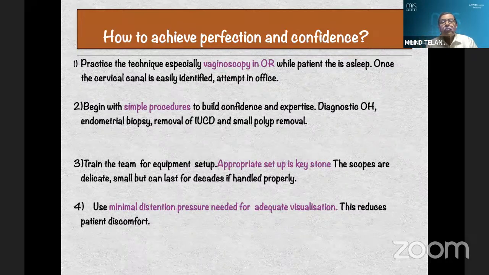They should know everything about office hysteroscopy, the setup. They're extremely important. Do proper counseling of the patient and use the minimal distension pressure needed for adequate visualization. This reduces patient discomfort.